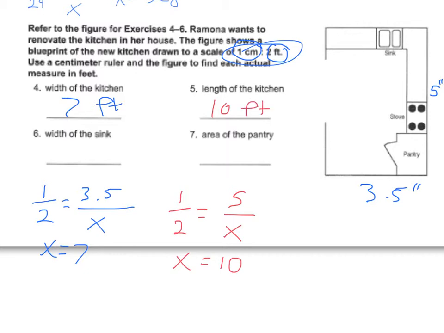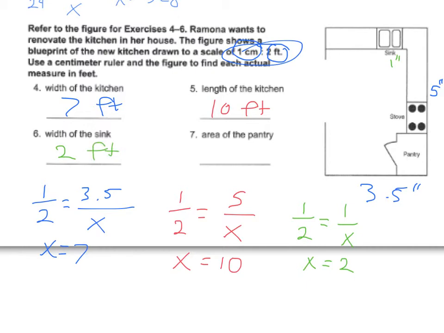Now the sink. The width of the sink is 1 inch. If I want to know what the actual width is, I'm going to use my ratio, which they gave me, of 1/2. And if my drawing is 1 inch, what's my actual measurement of that? Well, when I cross multiply, I get x equals 2. That means the width of the sink is 2 feet.